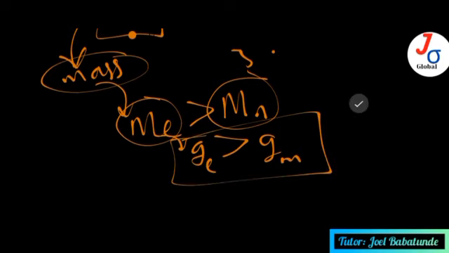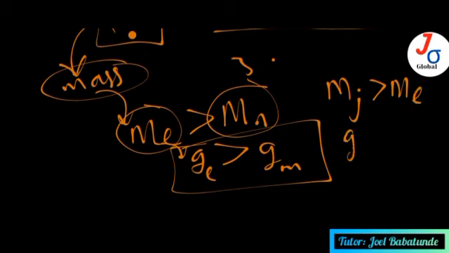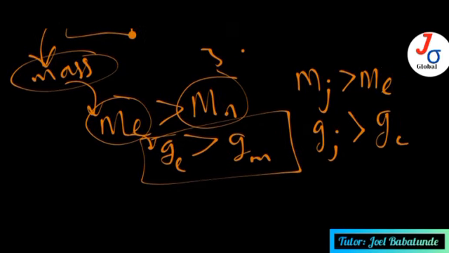So what about if you are on Jupiter? Of course, Jupiter is bigger than Earth. Since the mass of Jupiter is greater than the mass of the Earth, the acceleration due to gravity on Jupiter must be greater than the acceleration due to gravity on the Earth. So mass has to do with gravity. The more massive an astronomical body is, the more acceleration due to gravity it has.